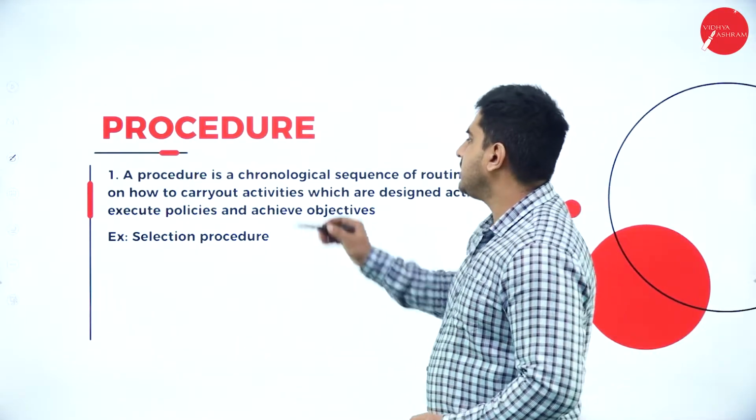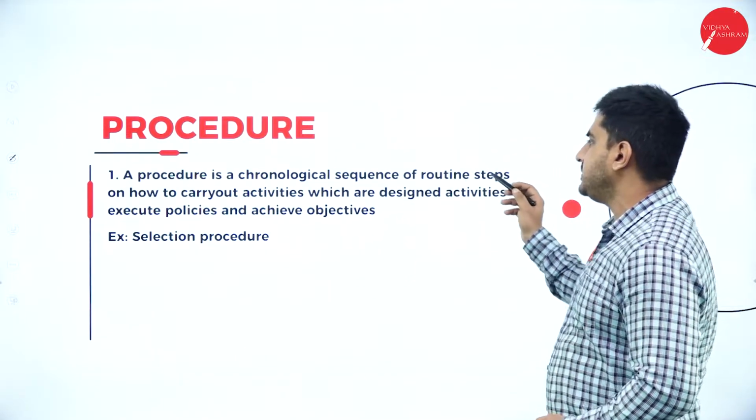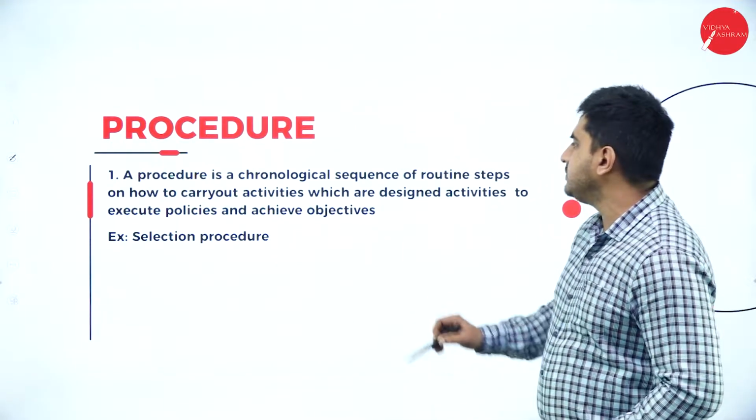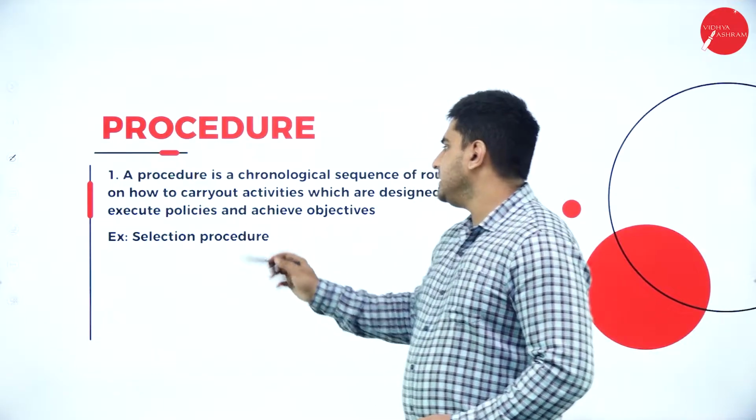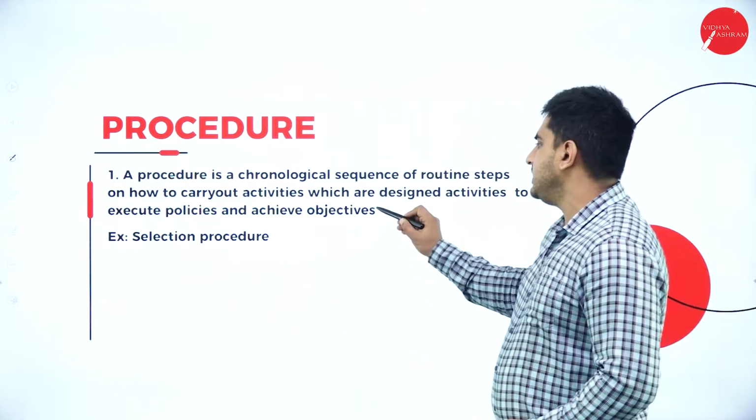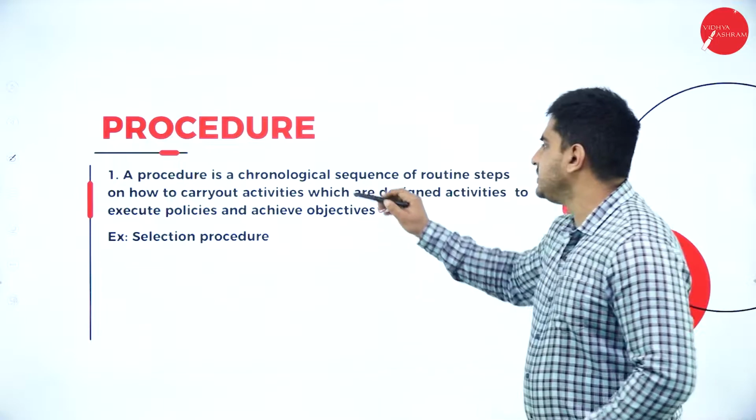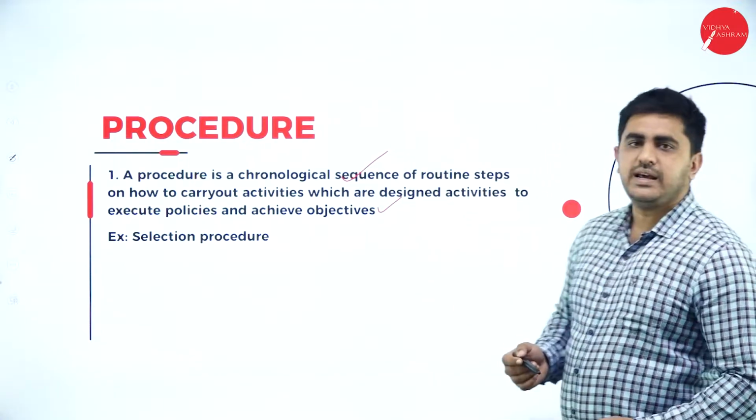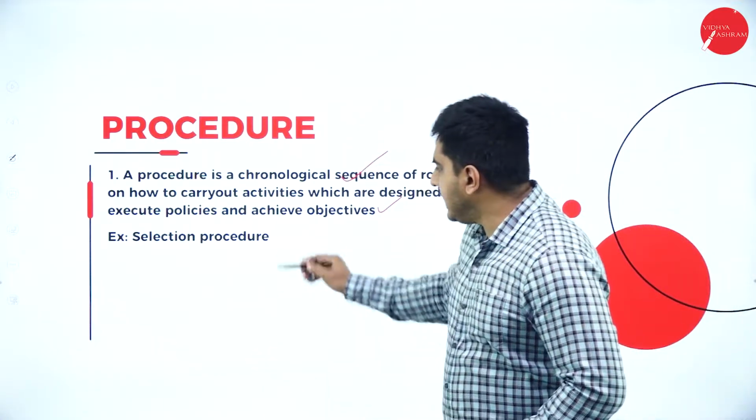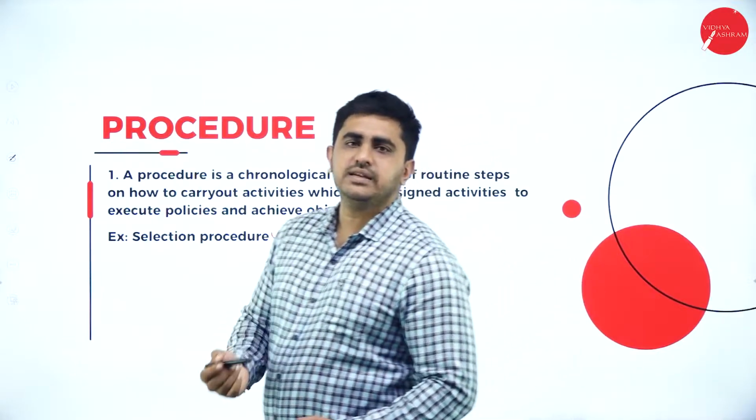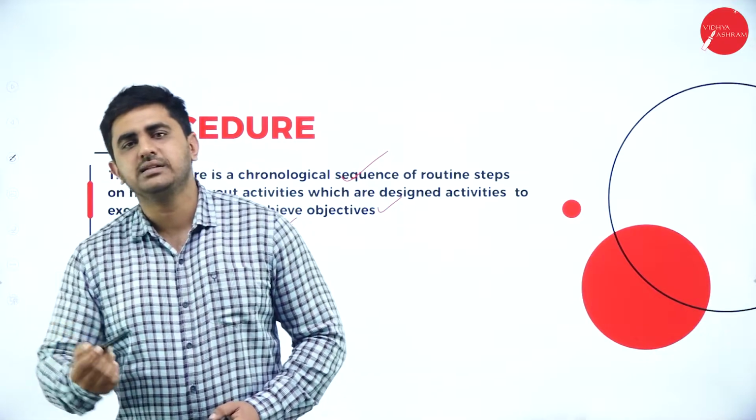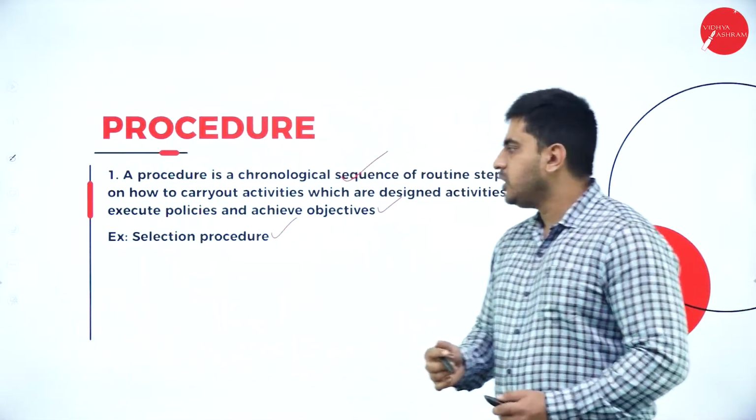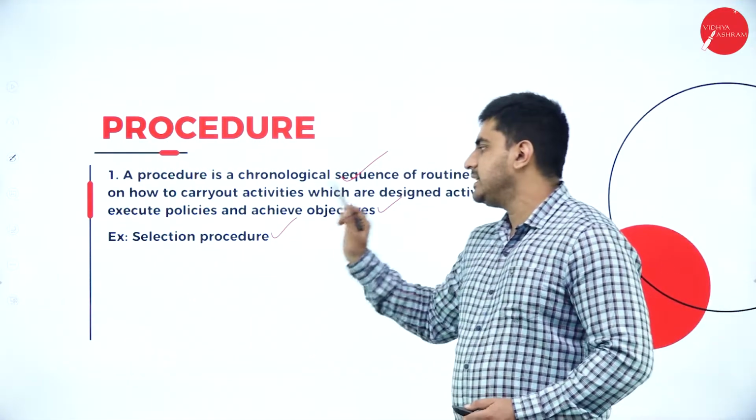A procedure is a chronological sequence of routine steps on how to carry out activities, which are designed to execute policies and achieve objectives. So procedure, it is a chronological sequence of routine. I will explain this with an example. For example, selection procedure. Now there is a vacancy in your organization. You want to select certain persons for those vacancies. So what you will do, you will state a selection procedure.